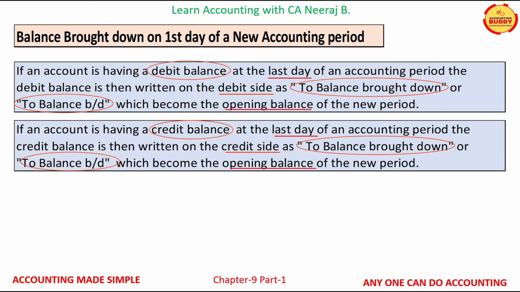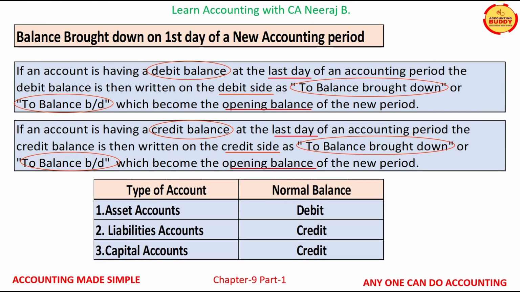We have learned that the closing balances of all the asset accounts, liabilities account and capital account are brought down as opening balances on the first day of the new accounting period. Asset accounts by nature have debit balance, whereas the liability accounts and the capital accounts always have a credit balance.